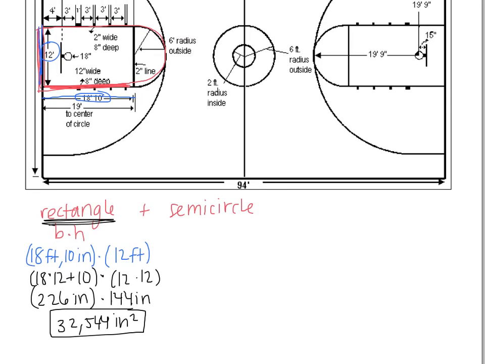Okay, but remember, that's just the rectangle portion. It's up to you now to calculate this portion right here. So I would like you to find the area of that portion, make sure to use inches, and then find the total lane area.